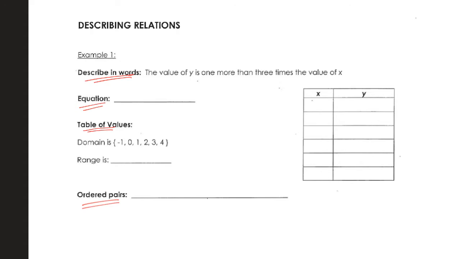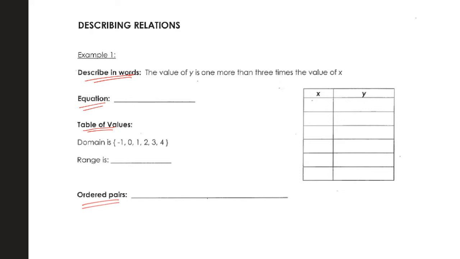Now, we got a little bit of experience with the table of values, and what we're going to come to see is that a table of values can be a way that can help us to determine domain and range. And that 4-step process is sometimes referred to as your rule of 4.